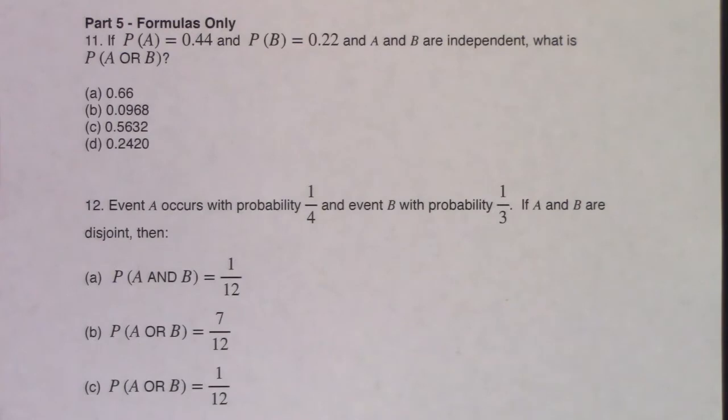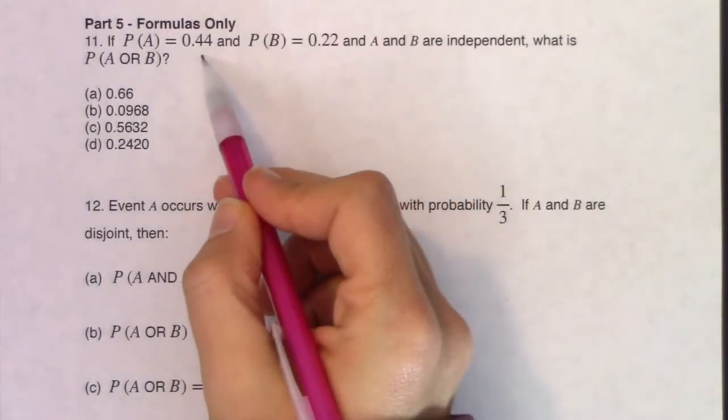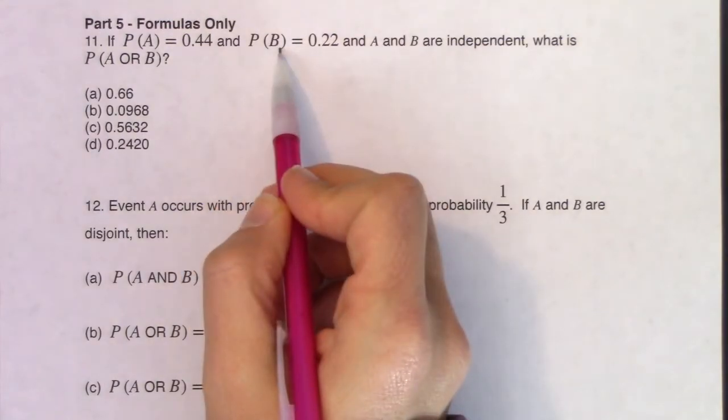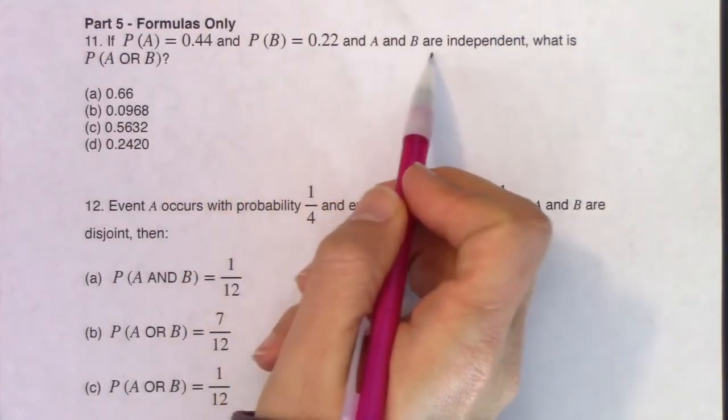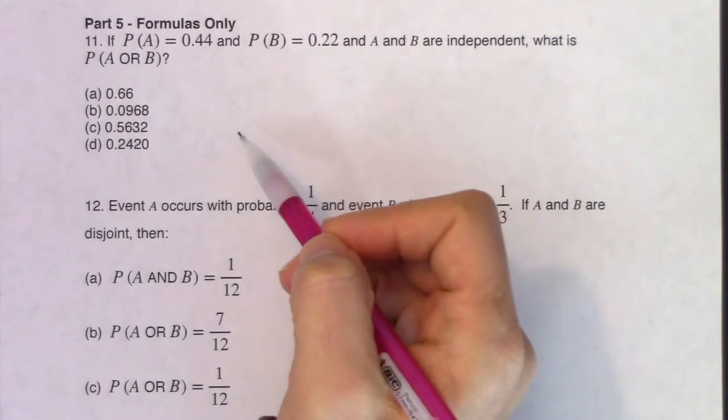All right, so let's try a couple of problems where we're not gonna have any Venn diagrams or trees or tables. We're just gonna work those formulas. So it says here, if the probability of A is 44% and the probability of B is 22%, and A and B are independent, what is the probability of A or B?